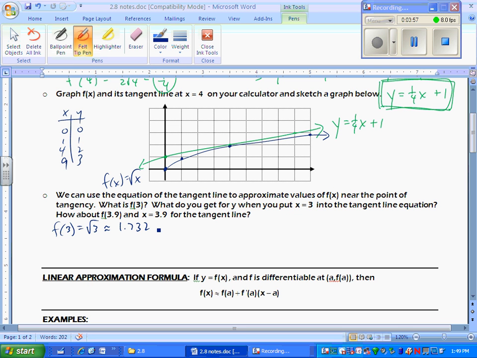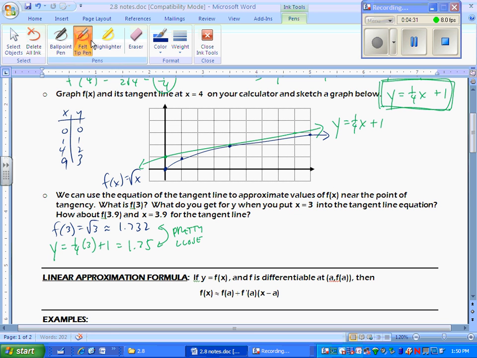Now, let's see what we get when we put 3 into the equation of the tangent line. y equals 1/4 times 3 plus 1. So 1/4 times 3 is 3/4. Plus 1 is 1 3/4, or 1.75. So you can see these two right here are pretty close. And 3 is not even that close of a number to 4 relative to this graph, but those y values are pretty close.